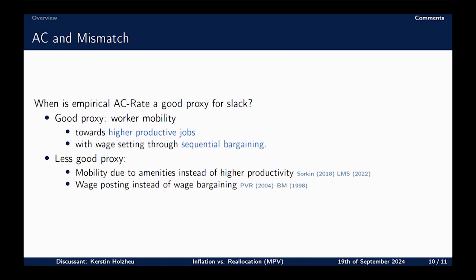Is there anything why we might worry that the AC rate is actually not a good proxy for slack? We need basically two things for this to be a good proxy. It's a good proxy for worker mobility if workers move to higher productive or better jobs. Let me qualify this here, so it's not productive only. And if there is wage setting through sequential bargaining actually occurring. And we might worry whether these points are satisfied. And first, because we might think there is mobility that we know creates actually wage decreases. For instance, we know that on average, the research has found that roughly 30% of all E2E mobility is associated with a wage cut. Is this now reason enough to distrust the AC ratio?